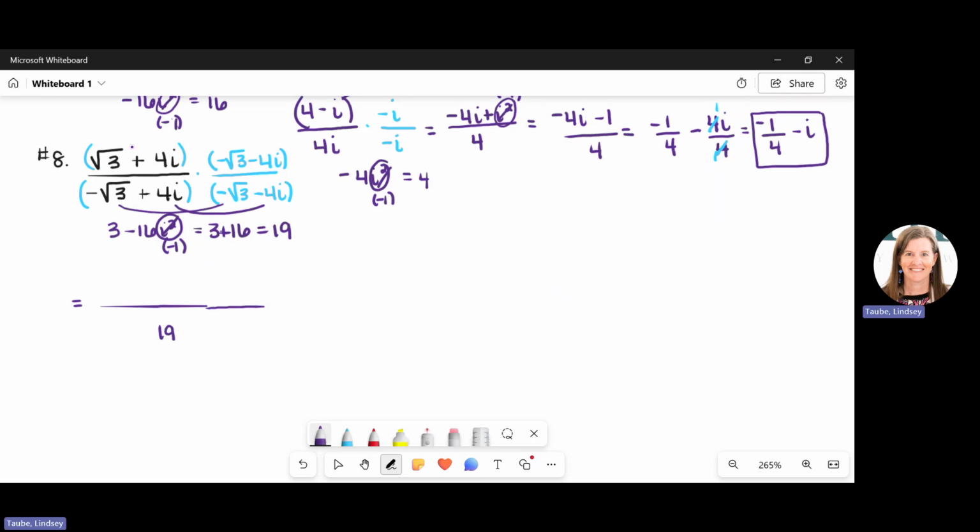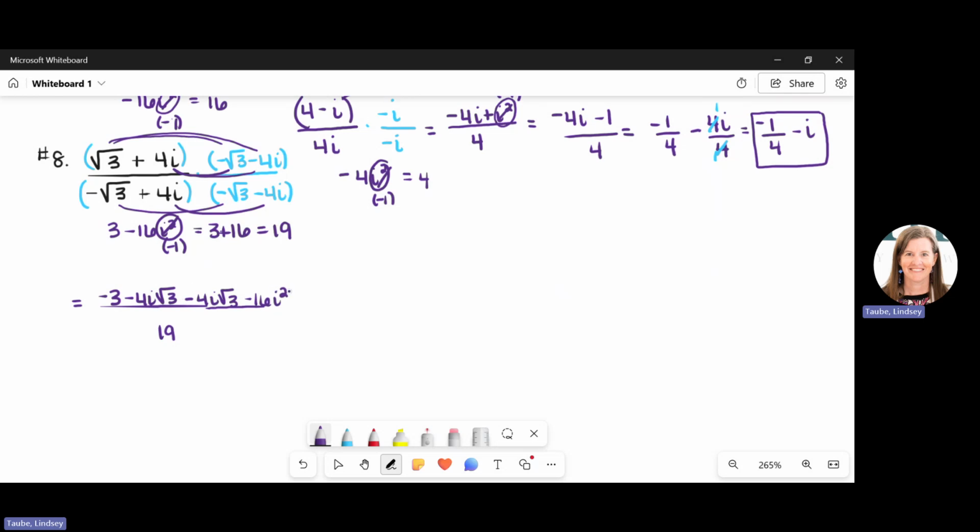Okay, and then expanding the top. So radical 3 times negative radical 3 would be negative 3. Radical 3 times negative 4i would be minus 4i radical 3. 4i times negative radical 3 would be negative 4i radical 3 again. That's convenient. I like it when the radicals match and their terms out in front do as well, or like terms. And then 4i times negative 4i is negative 16i squared.